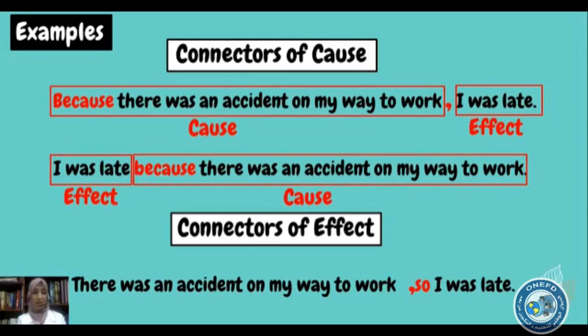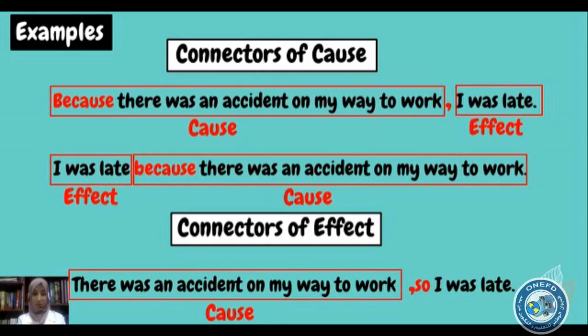Let's see another example using the connectors of effect. There was an accident on my way to work, so I was late. So here we need to use so with the sentence that expresses effect. So here we have the first sentence expresses cause, the accident is the cause, and the second sentence expresses effect with the connector so.